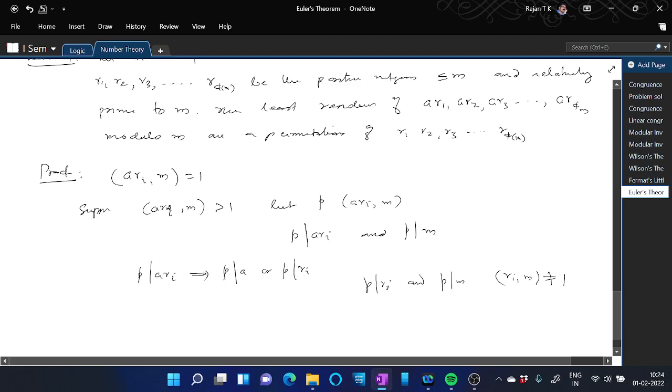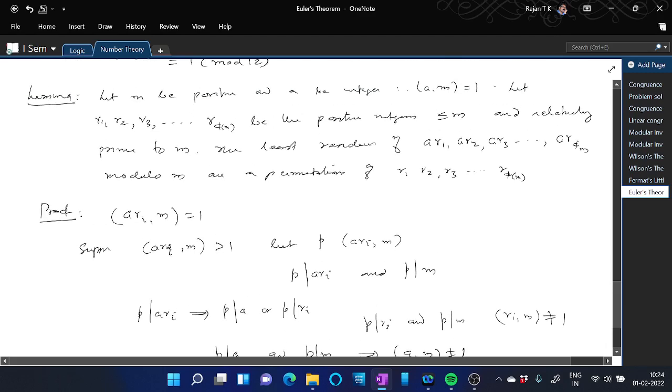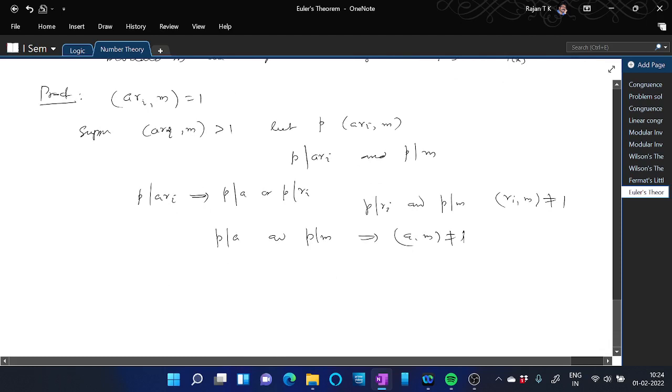Now take the case p divides a. If p divides a and p divides m, this implies we are getting (a, m) is not equal to 1. a and m are not relatively prime. But in the hypothesis it is given that (a, m) is equal to 1. So this is a contradiction. So (a ri, m) is equal to 1. Every a ri, that is a r1, a r2, etc., a r phi(m), is relatively prime to m.